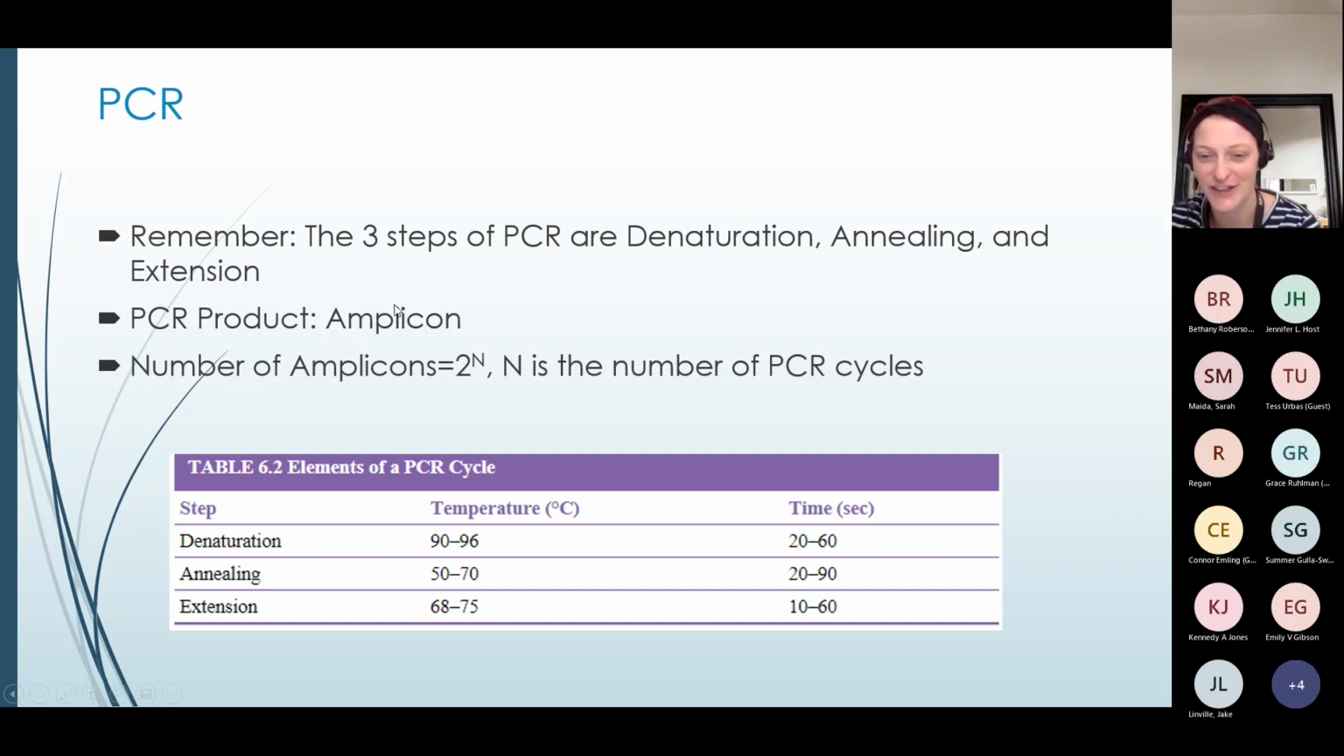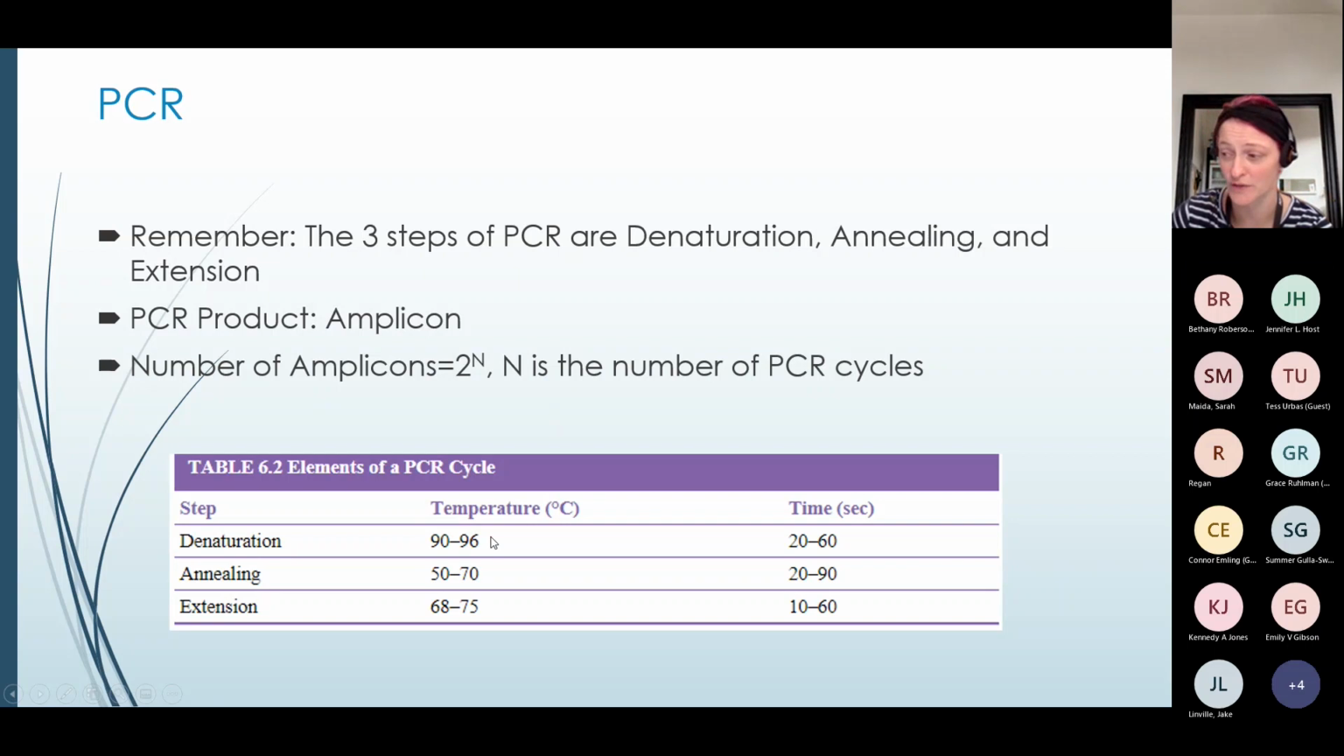The PCR product is called an amplicon because that's what you're amplifying, right? That's your amplicon. And the number of amplicons is 2 raised to the nth power, where n is the number of cycles. Each cycle should give you 2 copies of your original. So if you go through 40 cycles, you have 2 raised to the 40th amplicons.